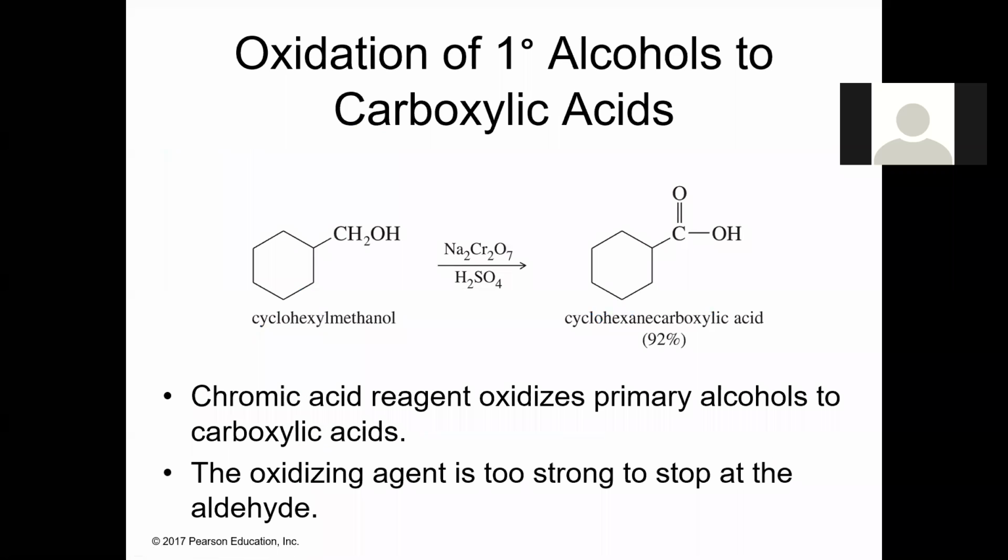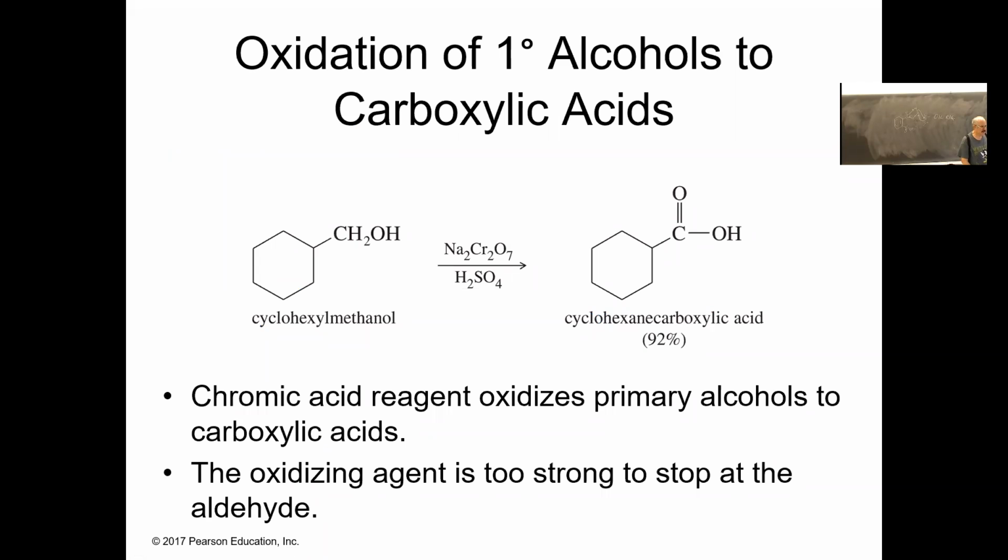All right, so let's look at primary alcohols next. Primary alcohols can be oxidized to either aldehydes or carboxylic acids, depending on the conditions. If you use dichromate or chromium trioxide and sulfuric acid, you cannot stop at the aldehyde. The aldehyde is one of the most easily oxidized groups, and it goes all the way to the carboxylic acid.